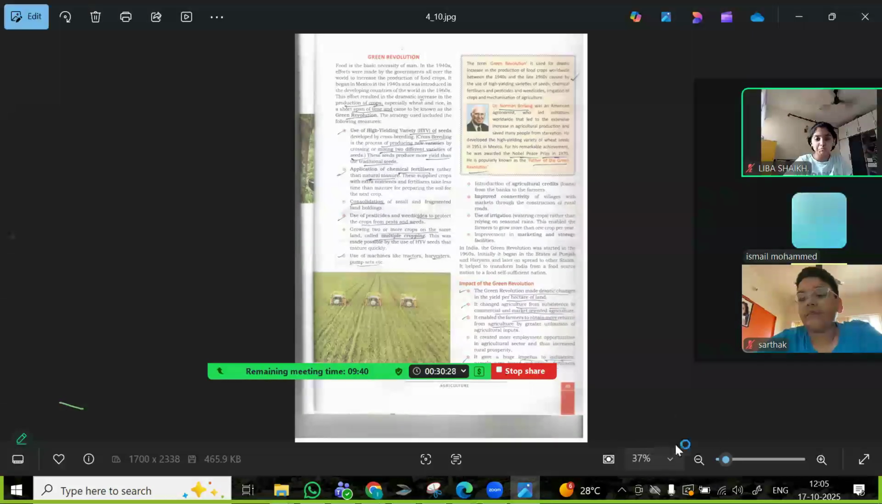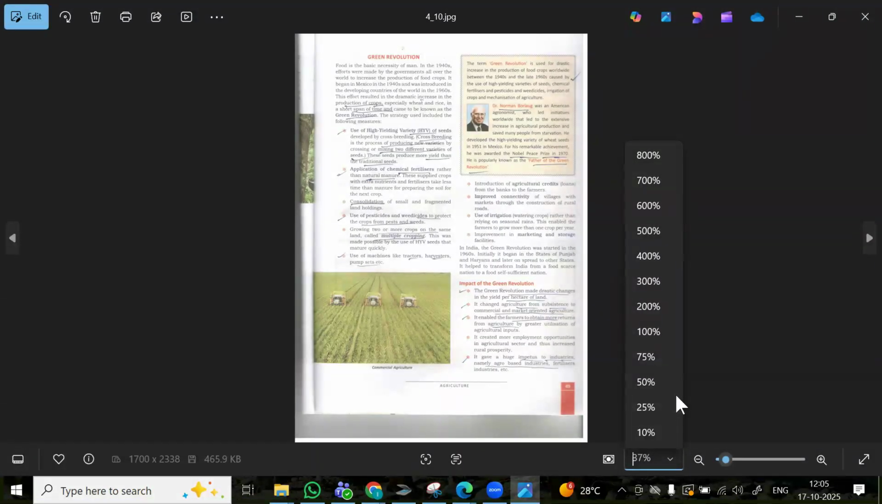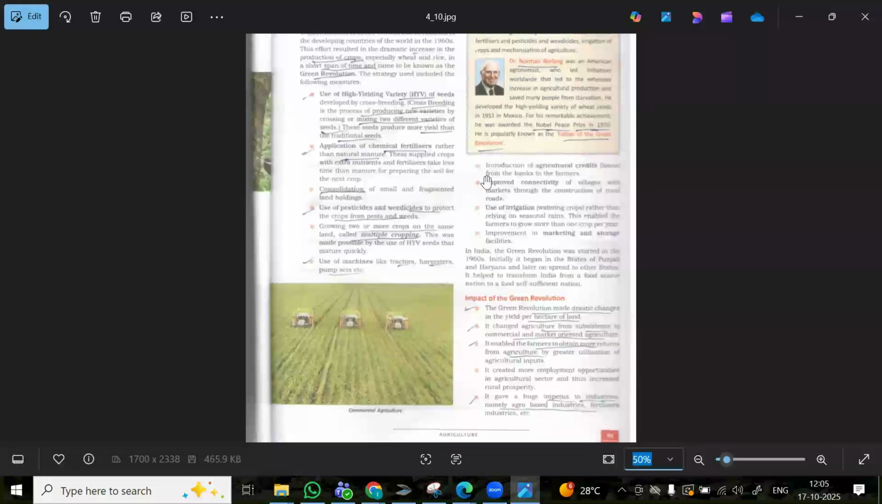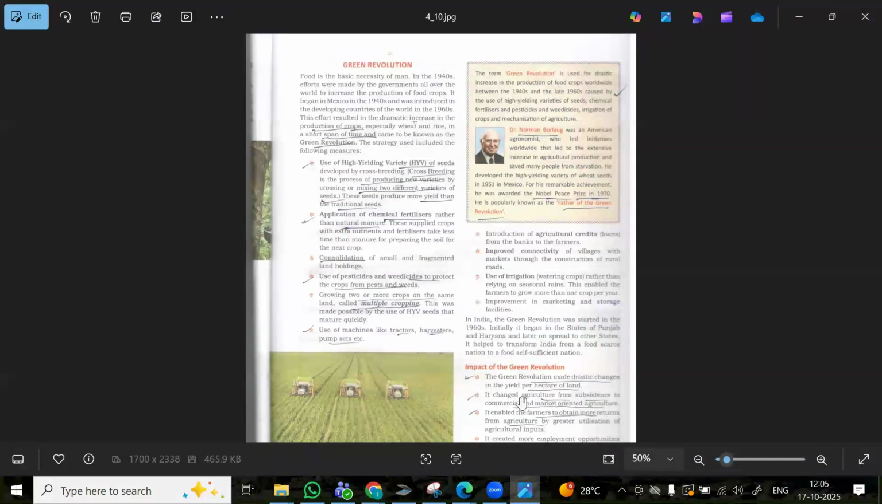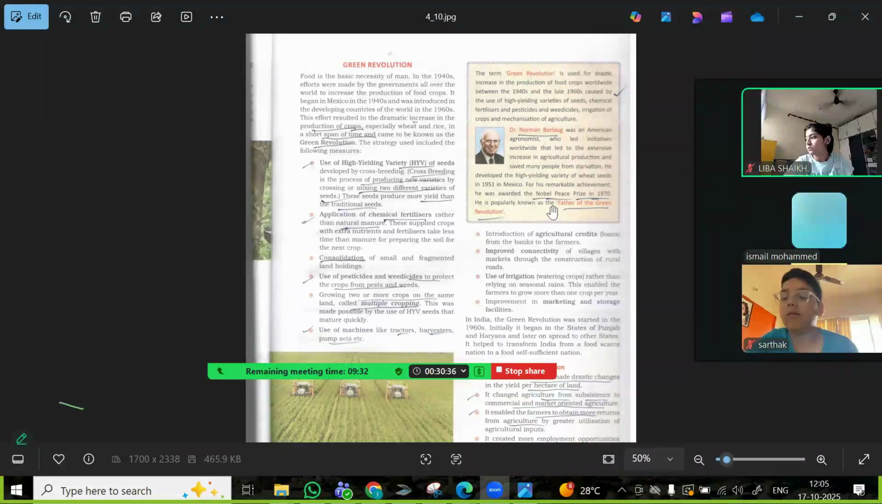Then you have the green revolution. If we grow crops or vegetables by normal or traditional means, as the population is growing so much, we can't produce that much food for the entire population. So this person, Norman Borlaug, an American agronomist, got the Nobel Prize in 1970. He is called the father of the green revolution.